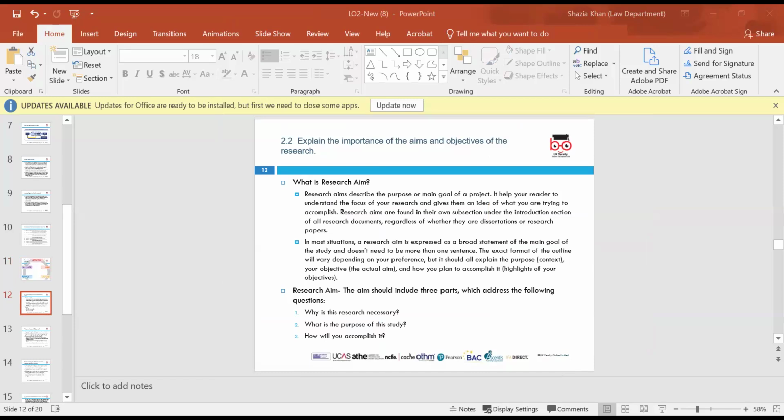So, research aims describe the purpose of the main goal. Why is it important to have research aims? Why do you think it's so important to have aims and objectives? What is an aim?